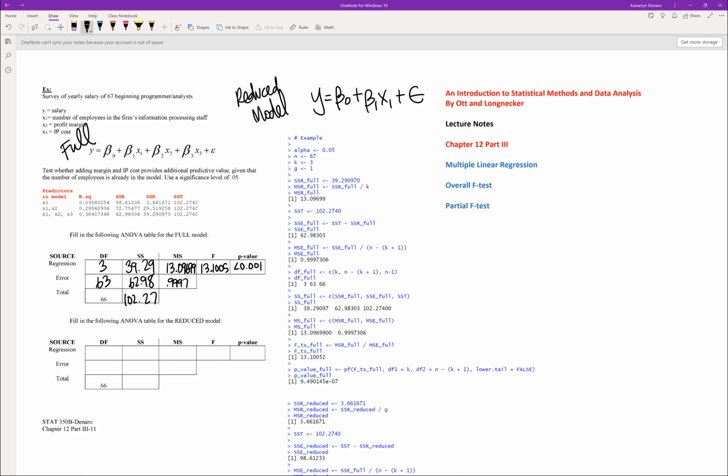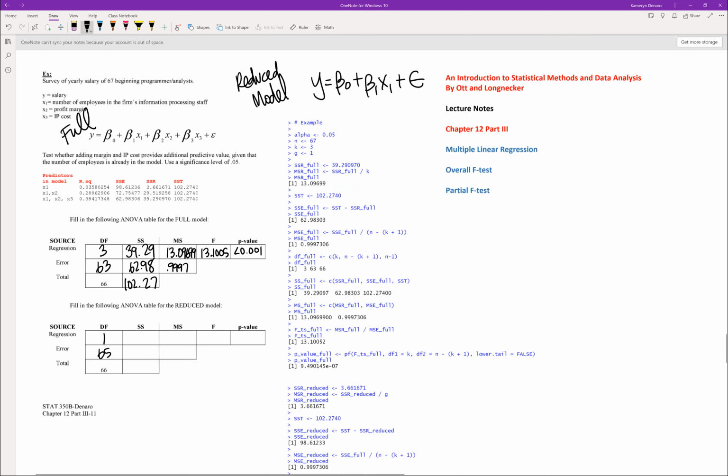Now we can do the same thing for the reduced model. Okay, so degrees of freedom of the reduced model. Well, we have G as 1. And if we have beta 0 and beta 1 that we're predicting, 1 plus 1 is 2, but then we subtract 1 to get the degrees of freedom, we get back to G as 1. All right, the error, in this case, it still has to add up to 66, so this should be 65.